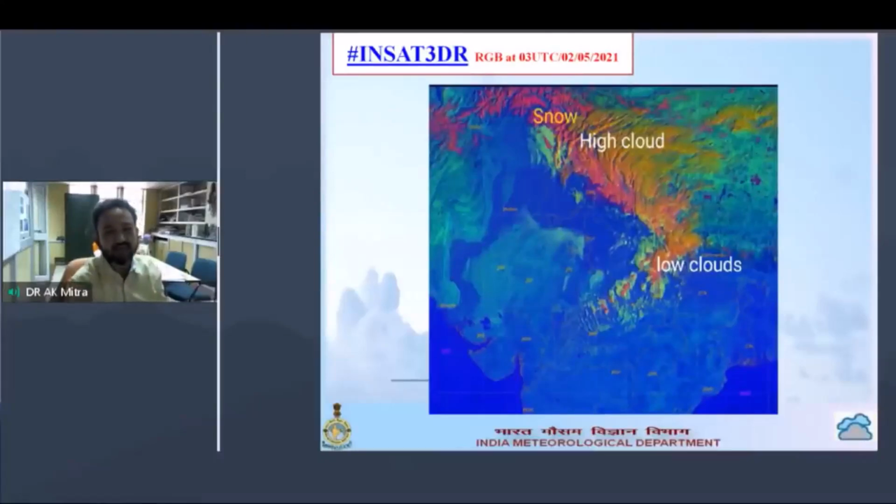So this shape basically represents the weather phenomenon called the western disturbance. This western disturbance carries all these things: snow, heavy rain, high cloud, low cloud. And once it passes on, fog will appear. So this phenomenon can be very well captured from the RGB.